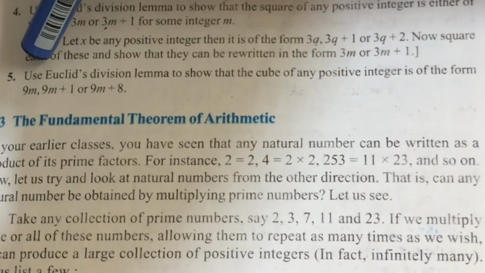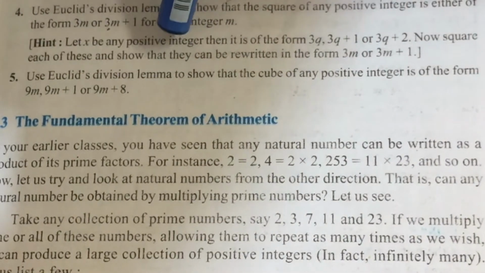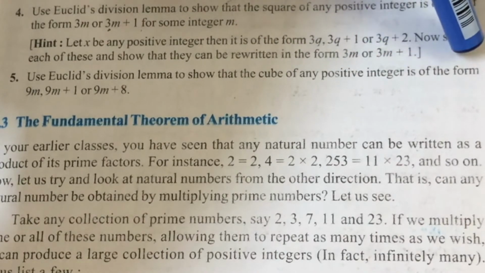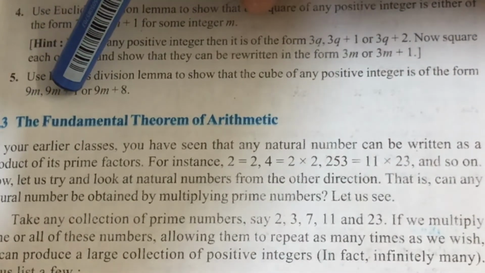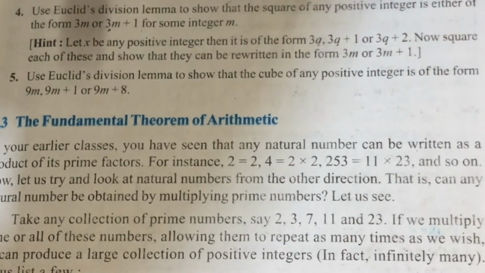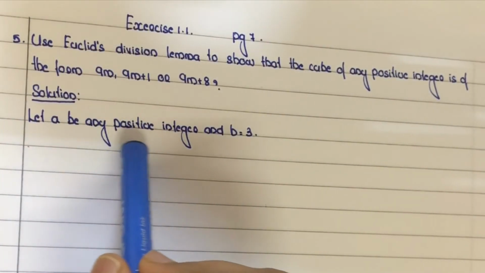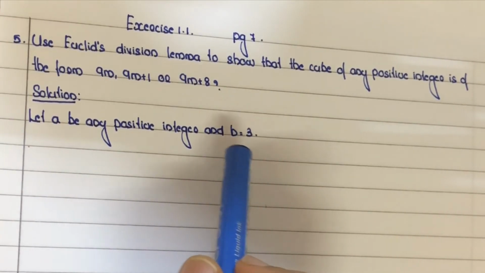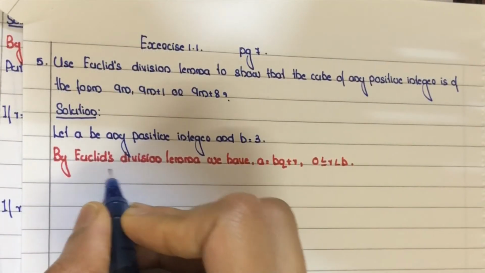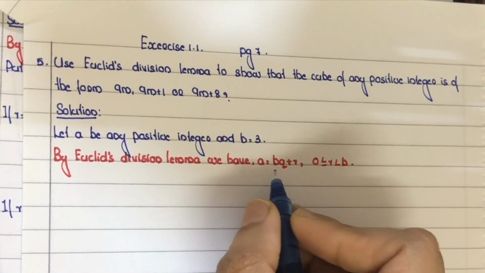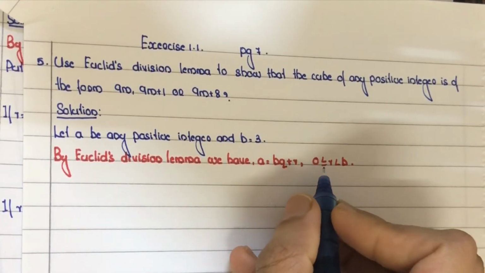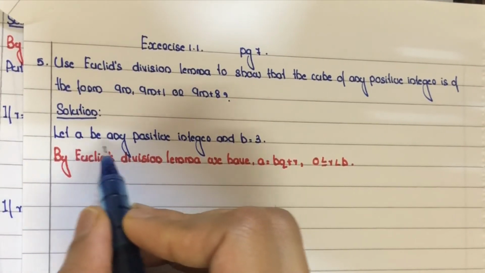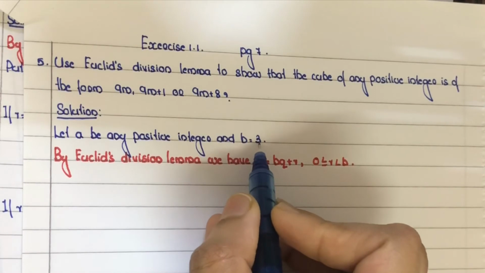Now question number 5. Use Euclid's division lemma to show that the cube of any positive integer is of the form 9m, 9m plus 1 or 9m plus 8. First step, let a be any positive integer and b is equal to 3, a factor of 9. By Euclid's division lemma, we have a equal to bq plus r, 0 less than or equal to r less than b. Okay, and here a be any positive integer and b is equal to 3.